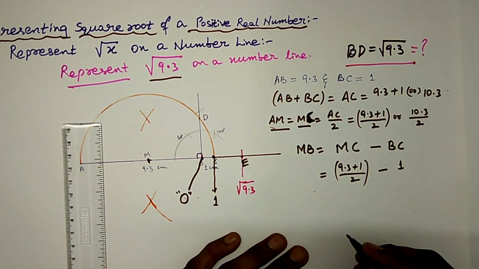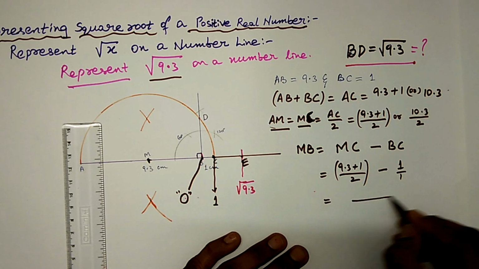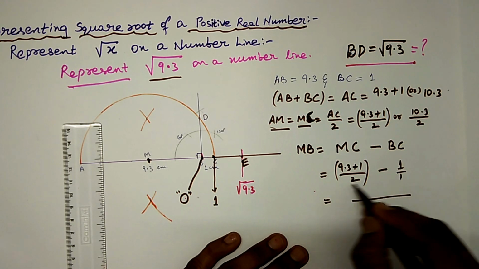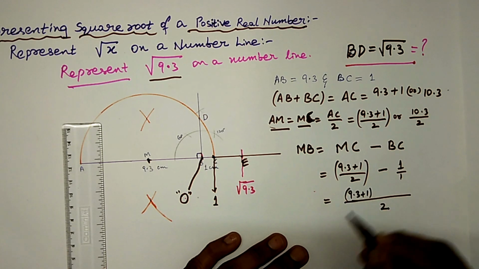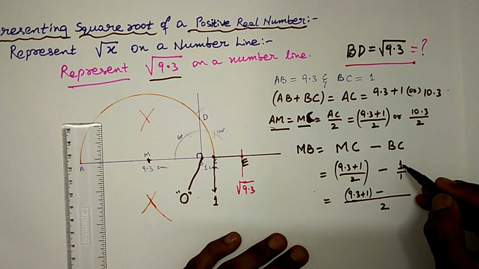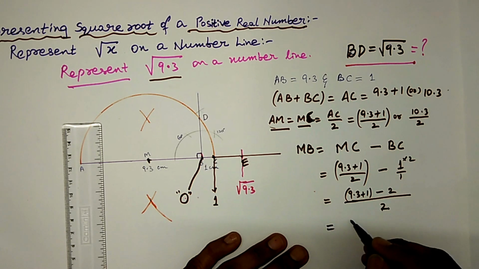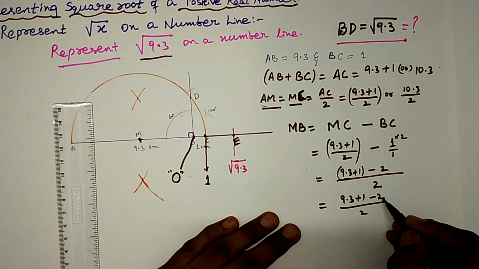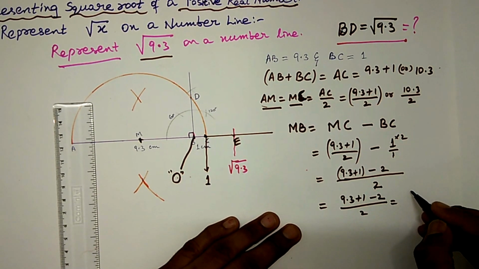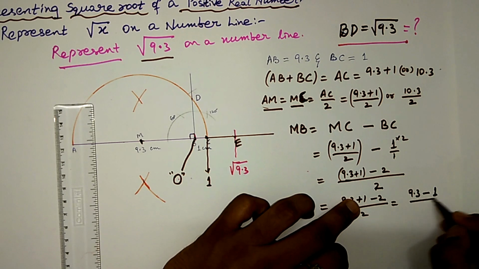It is done in another way. I have to take LCM, and take 2 for these two denominators, 2 as LCM, and this numerator 9.3 plus 1 comes as it is, minus here this numerator 1 multiplied by this 2, so gives you 2, which is nothing but (9.3 plus 1 minus 2) by 2. 9.3 plus 1 minus 2 becomes (9.3 minus 1) upon 2.